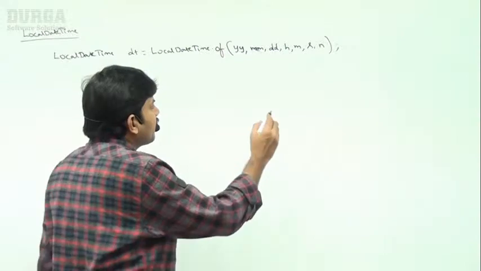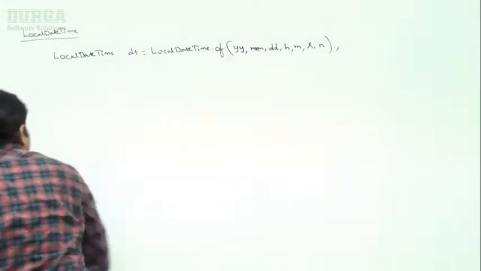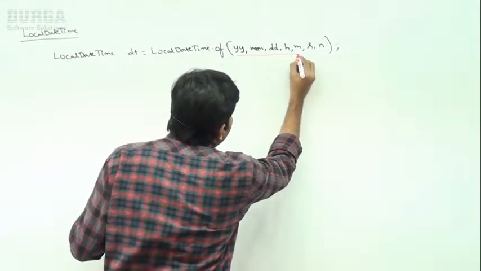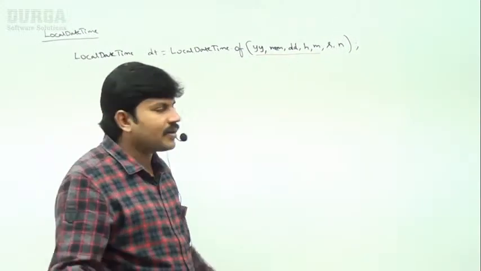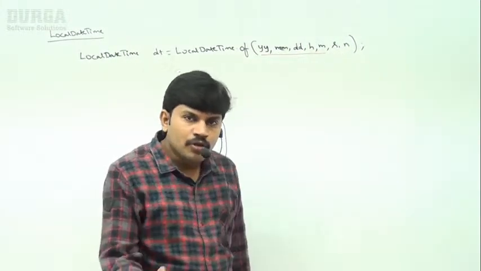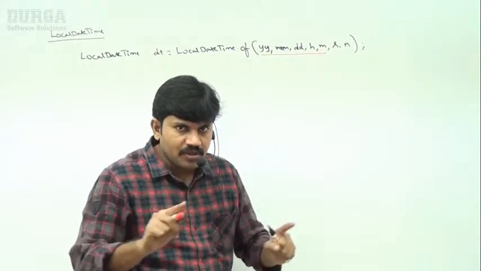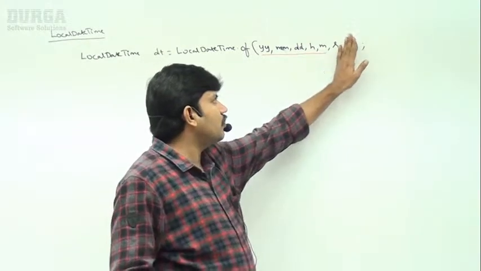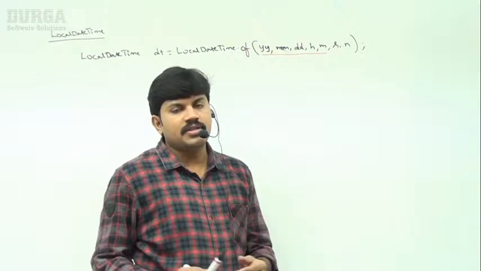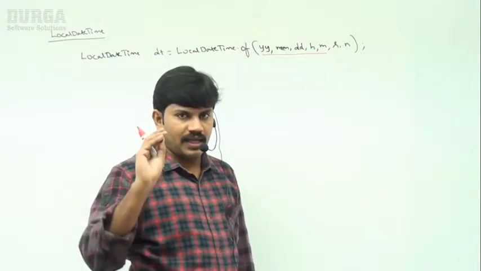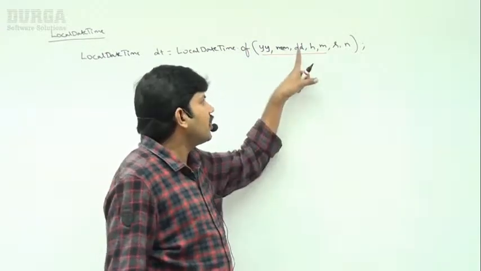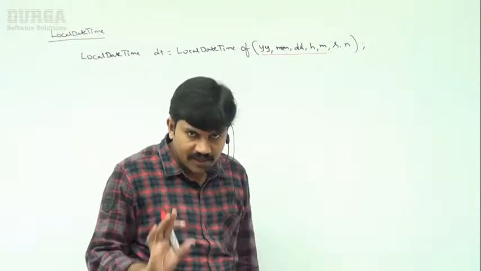Don't worry. If my requirement is to represent up to hours and minutes only, and I'm not interested in seconds and nanoseconds, no problem. For that, one particular of method is there. If I want to include seconds also, another of method is there. So based on your time and date availability, you can use the corresponding of method. Clear for all of you?